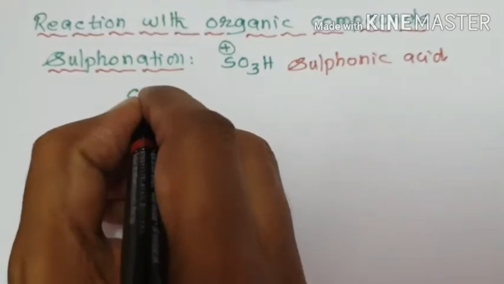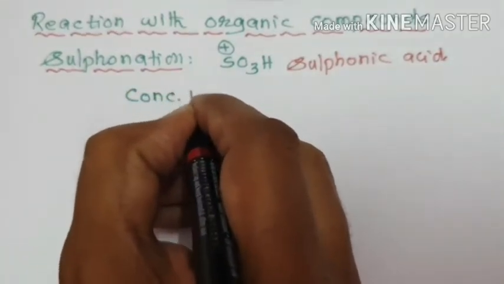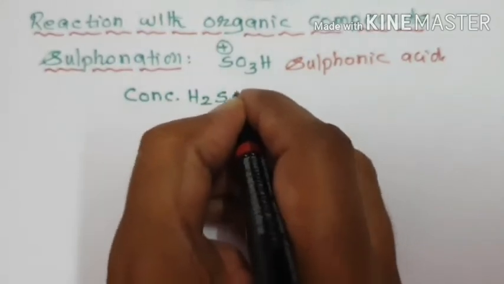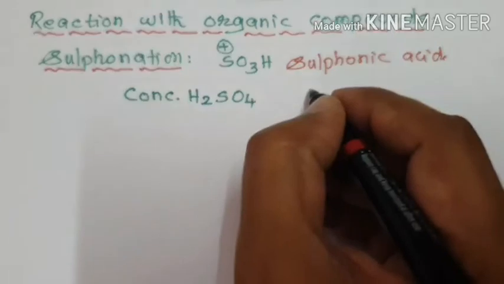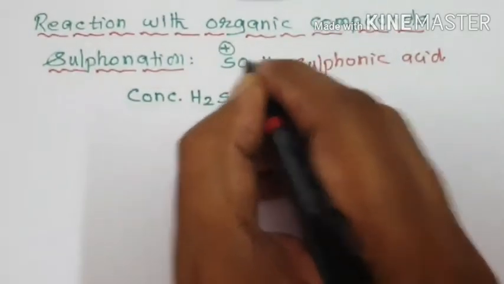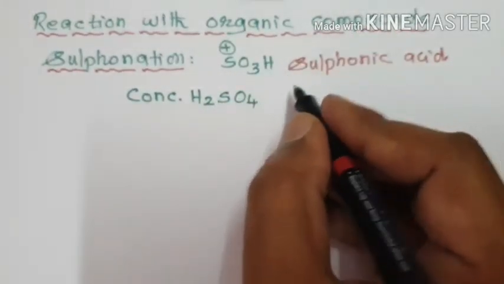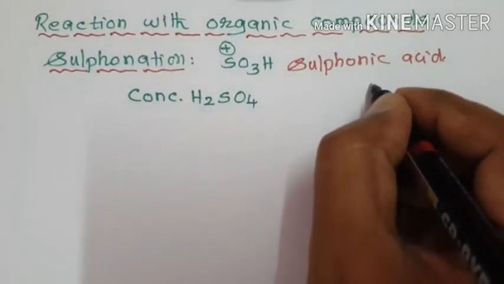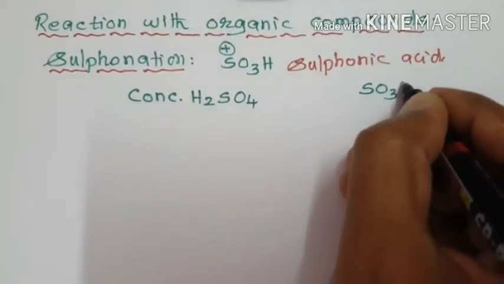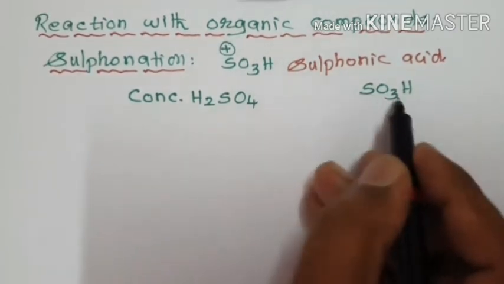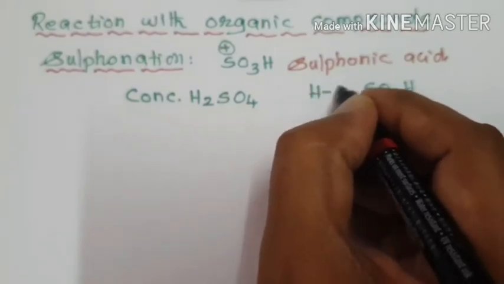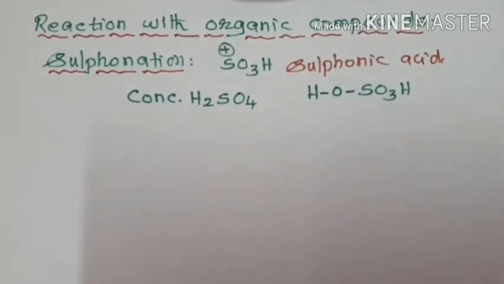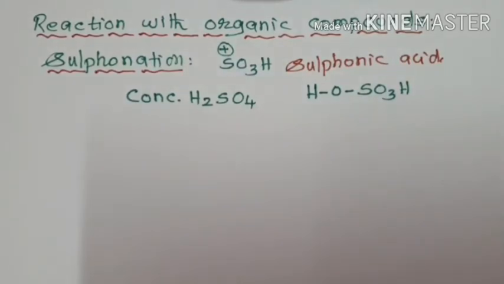concentrated sulfuric acid, H2SO4. How to write this concentrated sulfuric acid? What we are going to add should be separated from sulfuric acid. We are going to add SO3H. So when you separate SO3H from sulfuric acid, you remain with HO. This is your H2SO4. Now we are going to write the chemical reaction.